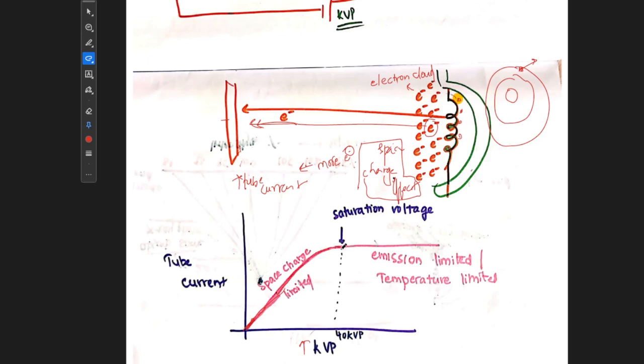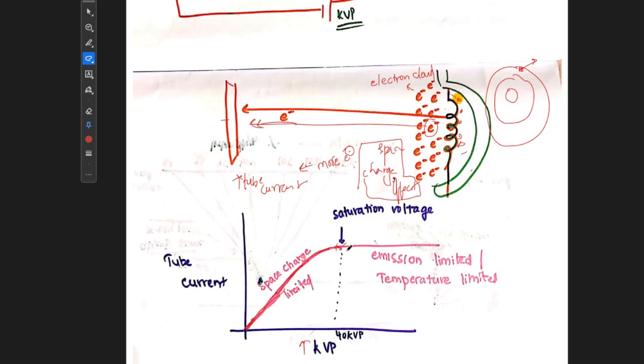Once it has reached the saturation voltage, which is about 40 kilovolt peak, the space charge effect has no effect, because almost all the electrons have gained the energy required to accelerate towards the anode. So at saturation voltage, the space charge effect has no role. What has a role? The filament. If more electrons are produced by the X-ray filament, then they are accelerated towards the anode. That means the current is mainly limited by the temperature of the filament.